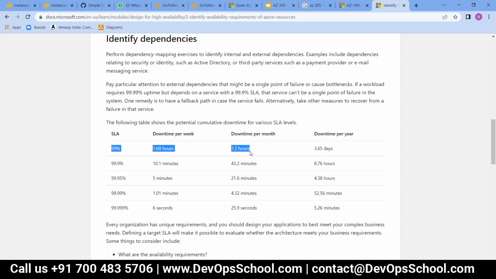Okay, and then when you want a better SLA, for each 9 you have to pay extra. Microsoft has to provide you additional infrastructure, and that kind of infrastructure, that point of setup that is needed to achieve a particular SLA, which is minimum 99%. That concept overall lies within availability zone.